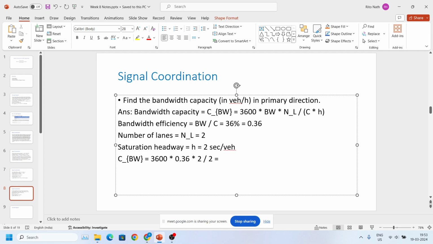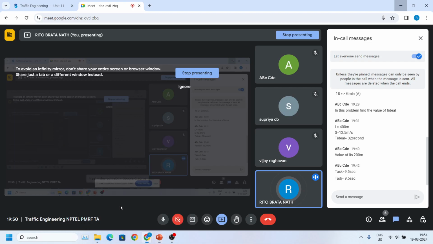So let me calculate. Yeah, should be 1296. Check. Yeah, should be 1296 vehicles per hour. The units are fine because this includes the conversion to vehicles per hour. This is lanes, seconds per vehicle. Yeah, this is correct. Okay, did anyone get it right?